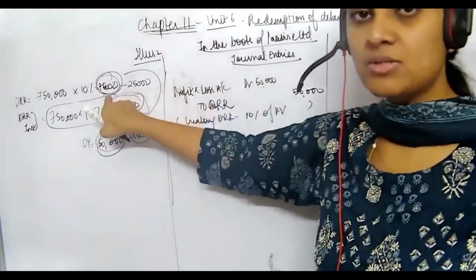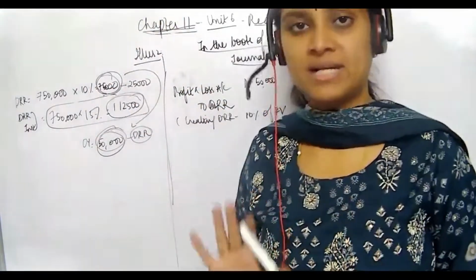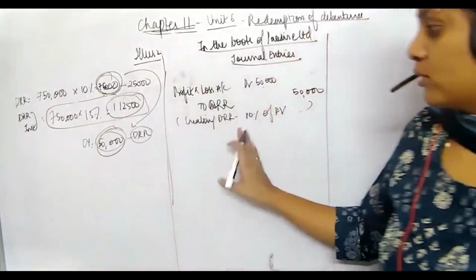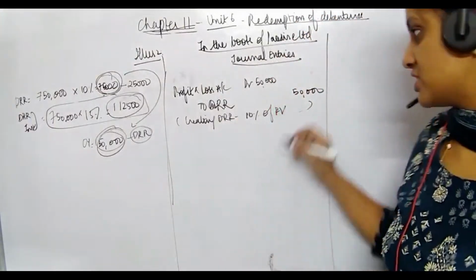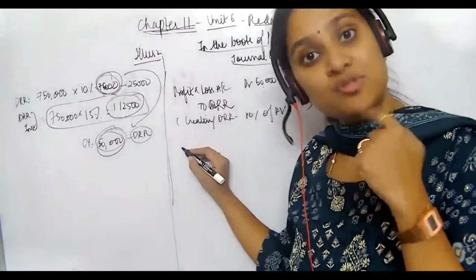Madam, it is 75,000. No, I already have a balance of 25,000. So I am not creating anything additional, madam. I am only doing this entry for the differential value. Okay, now clear? Now pass the redemption entries.